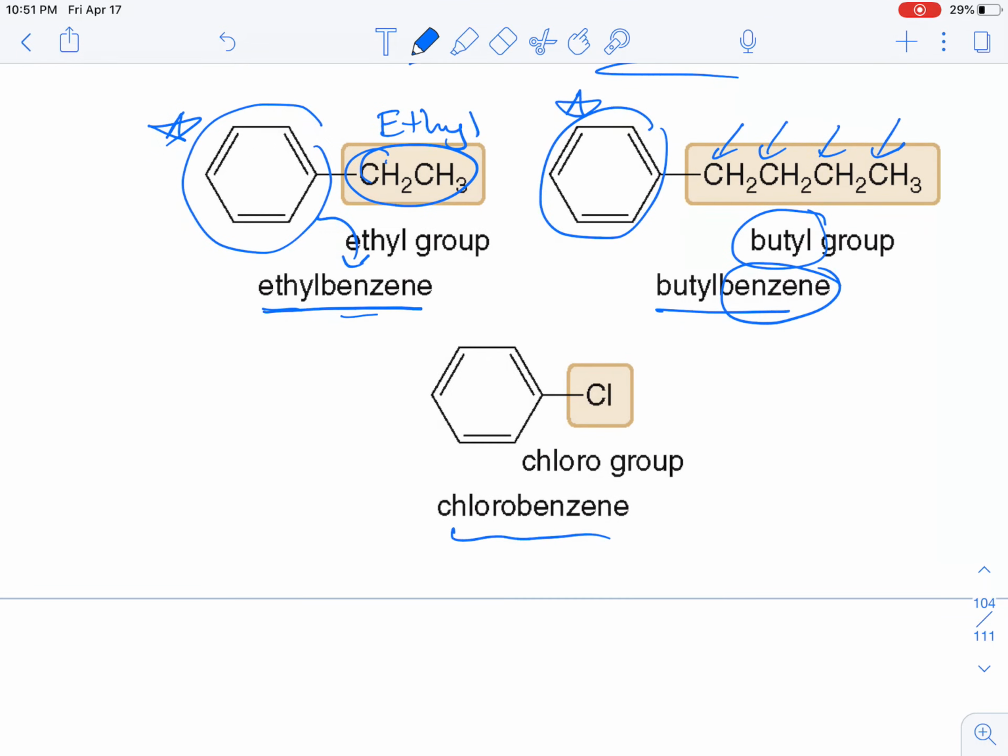Same idea here, chlorobenzene. And so in all scenarios, the carbon that I'm identifying in blue is automatically carbon number 1. Because you only have one substituent, there's no reason for us to add that number 1 in our naming, in the name of the compound.